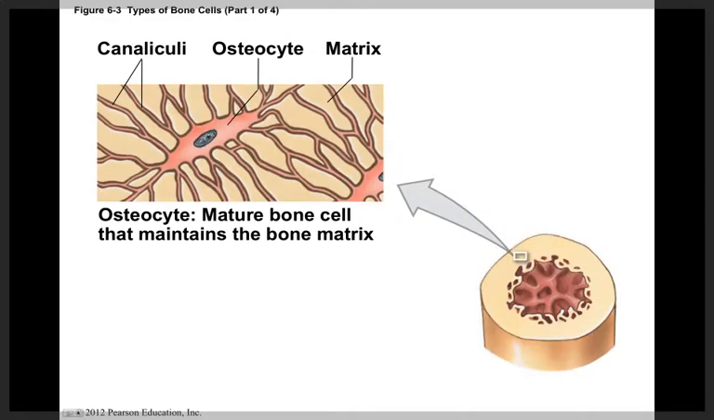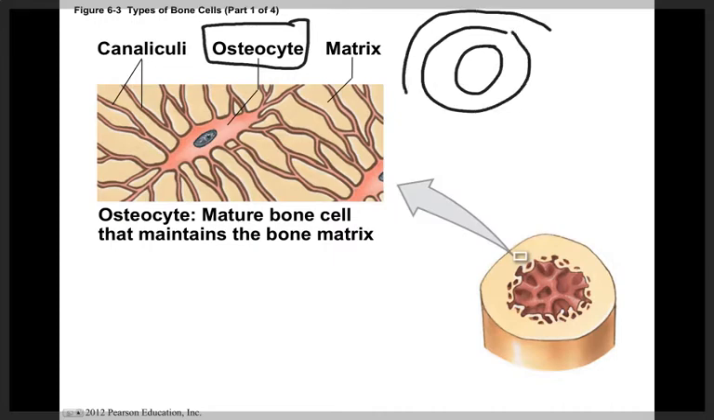The first cell that we'll talk about is the osteocyte. The osteocyte is a mature, non-dividing bone cell. It occupies lacunae, which is a pocket found in between the layers of matrix. The matrix is arranged in layers, and the osteocytes will be in these little pockets in between the layers of bone. There are also these narrow passageways in between the lacunae that help to connect one lacuna to another, helping these osteocytes communicate with each other.